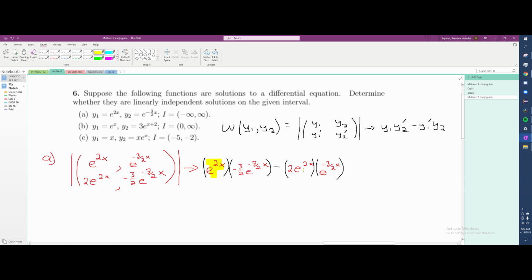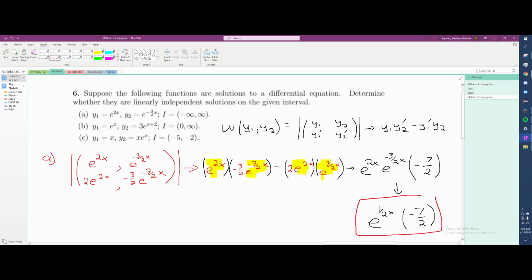We can see that e to the 2x is on both parts. E to the negative 3 over 2x is also on both parts. So that means we can factor these out. After we factor these out, we're just left with a negative 3 over 2 and a negative 2. Combining those, we get negative 7 over 2. And on the outside, we have this e to the 2x times e to the negative 3 over 2x. Since they're both e's, we can add the exponents together. So it'll be e to the 1/2 x. So this is what we get for the Wronskian.